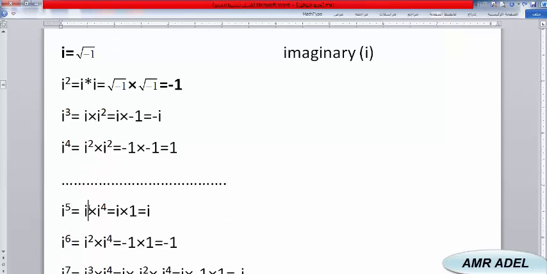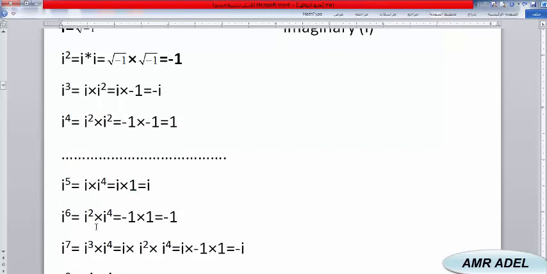Now, if we have, for example, I power of 5, it will be I multiply I power of 4. So why did we write here I power of 4? Because I power of 4 is always 1. To make it easy to solve any example, look at this number which is more than 4, put it like this. 5 is the present 1, multiply I power 4. I power 4 is 1. I multiply 1, it will be I.